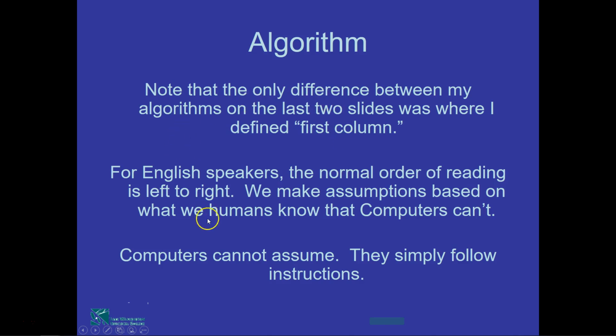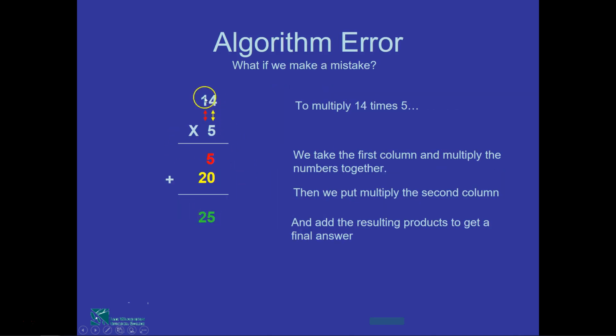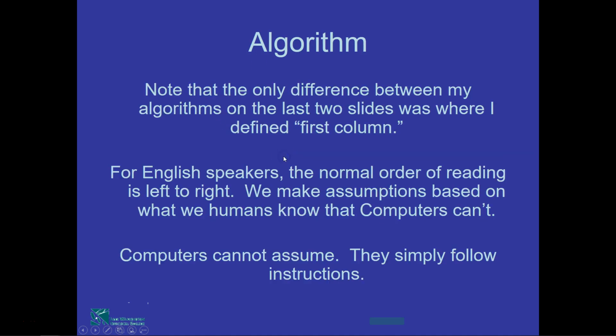Let's go back again. Is this my first column or is this my first column? It depends on what you define in your algorithm. For English speakers, the normal order of reading is left to right. We make assumptions based on what we humans know that computers can't. Computers cannot assume, they simply follow the instructions. Whatever instruction you write in your program, the computer is simply going to follow it, and no assumption is made. So you have to be very, very careful when you write the program.